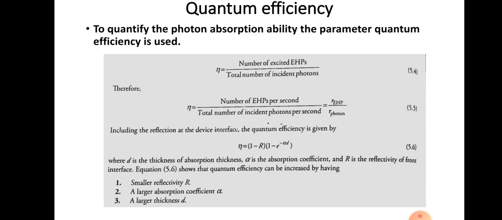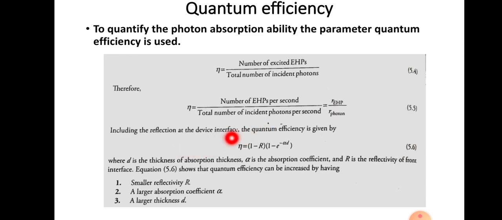So next is the quantum efficiency. To quantify the photon absorption ability, the parameter quantum efficiency is used. The quantum efficiency eta is given by the ratio of the number of excited electron hole pairs to the total number of incident photons. So eta is equal to gamma EHP, that is the number of electron hole pairs per second, divided by the total number of incident photons, that is gamma photon.